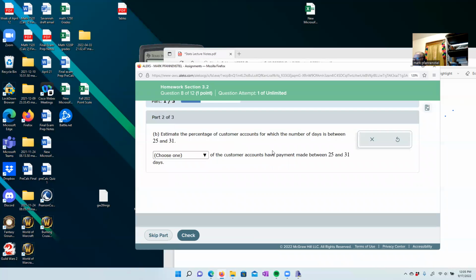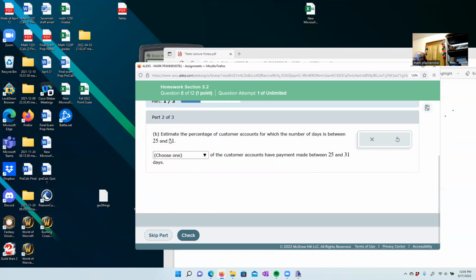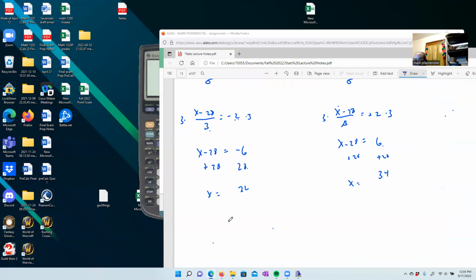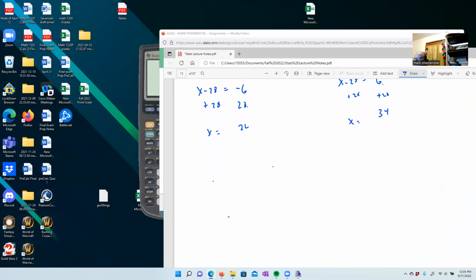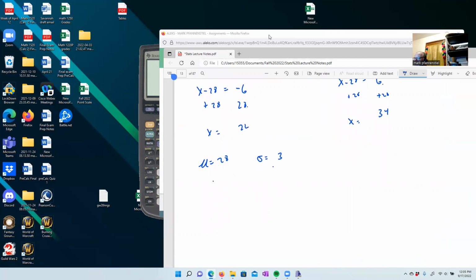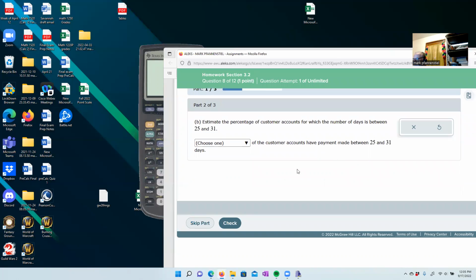Okay, 25 and 31. So that's a similar problem. We're going back to what we did before. So we want to go 25 to 31. We didn't just do this. So what we're going to do is check how many standard deviations away we are. Again, we have the same scenario. The average was still 28, the standard deviation was still 3. That's the same scenario that we had from before. And they want to know approximately what numbers are between 25 and 31.